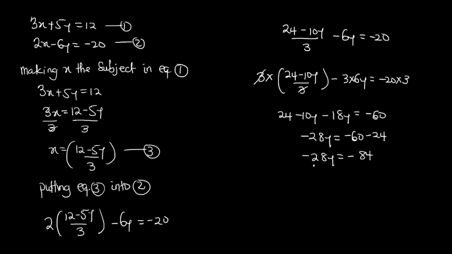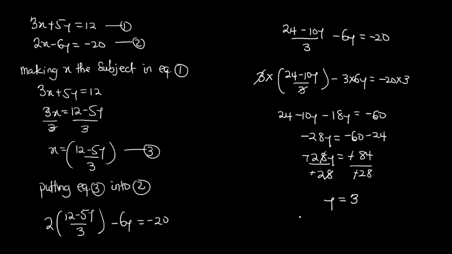So I divide both sides by minus 28. The negative cancels the negative, this cancels this. So my y is equal to 84 on 28, which gives me the value 3. So it means that my y is equal to 3.